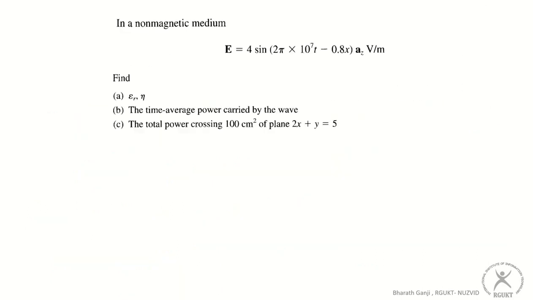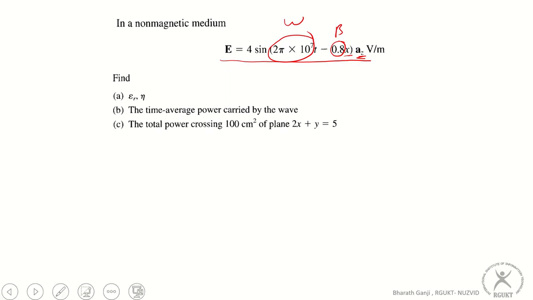Okay, so we'll go to the next question now. The next question is, in a non-magnetic medium, an electric field is given, and the question asks for various things. Of course, here is your electric field. How do you calculate this epsilon r and eta? We already know from this common format, this is nothing but omega, and this is beta. It's a wave traveling in x direction, and the electric field direction is z cap. Because there is no alpha, it is a lossless medium, I can imagine.